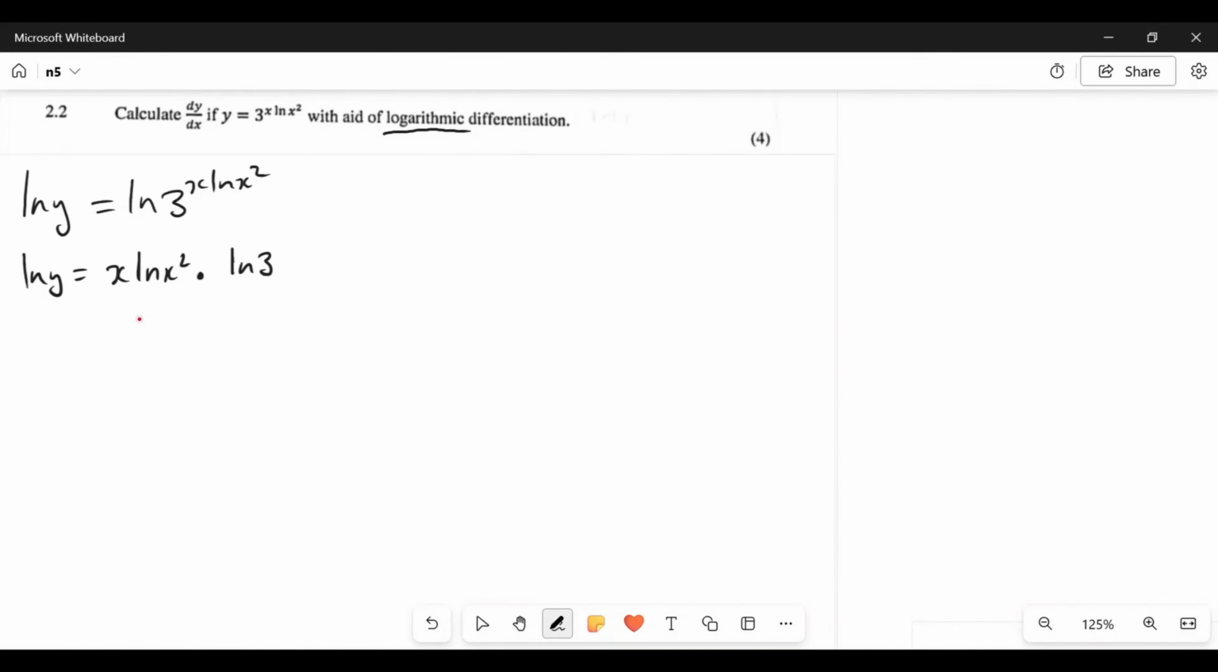As you can see here, we have two functions that are multiplying each other. We have x and we also have ln x squared. These are two functions multiplying each other, multiplying the coefficient, which is ln 3 there. So let's continue. We have to differentiate this.